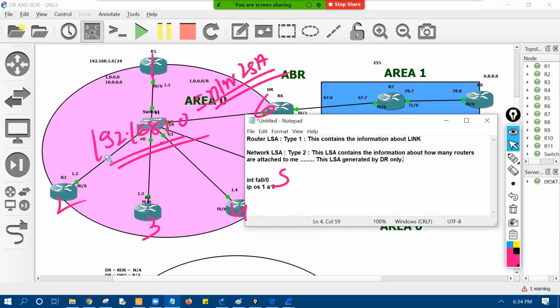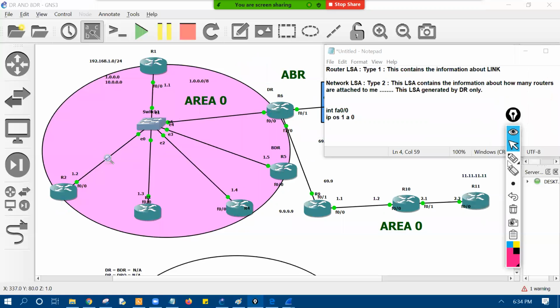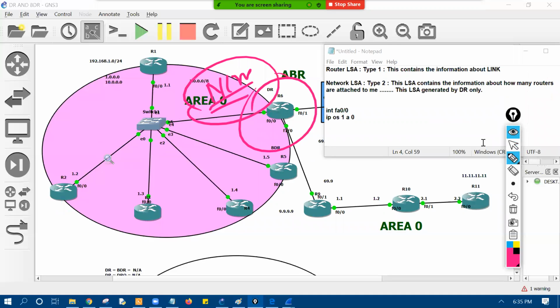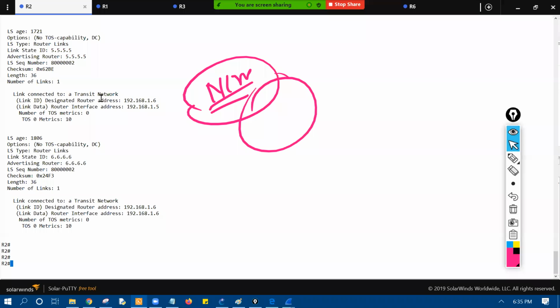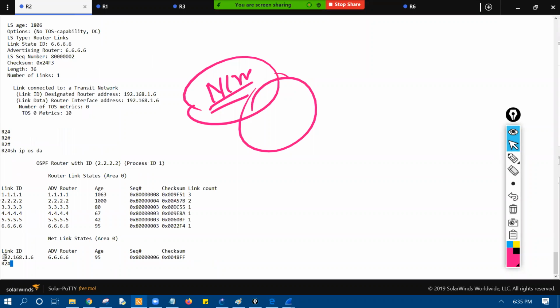So who is the DR in this network, guys? Who is the DR in this network? R6. So R6 will generate a network LSA. Only the DR is going to generate this LSA. If you go now on R2 and run show ip ospf database, we have a single router LSA. 1.6, the IP address, the link ID. Here the link ID is going to represent the router ID, and here the link ID is going to represent the DR IP address.